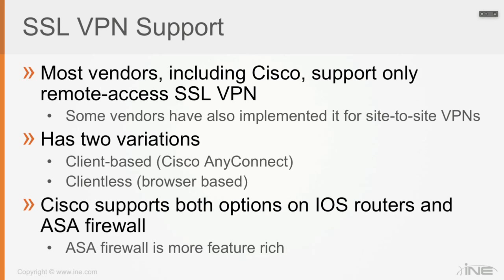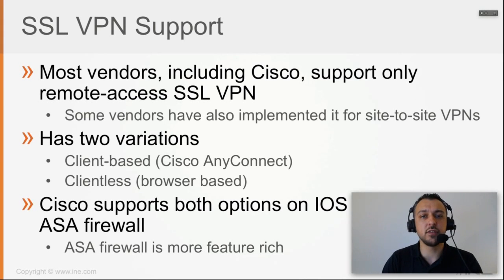Cisco supports both options, client-based and clientless, on both the IOS routers and the ASA firewall. But the ASA firewall is more feature-rich, so in general it's going to be a better VPN gateway from the features point of view as opposed to a regular IOS router. But both the IOS routers and the ASA firewall can act as a VPN gateway for both client-based SSL VPN sessions and clientless SSL VPN sessions.